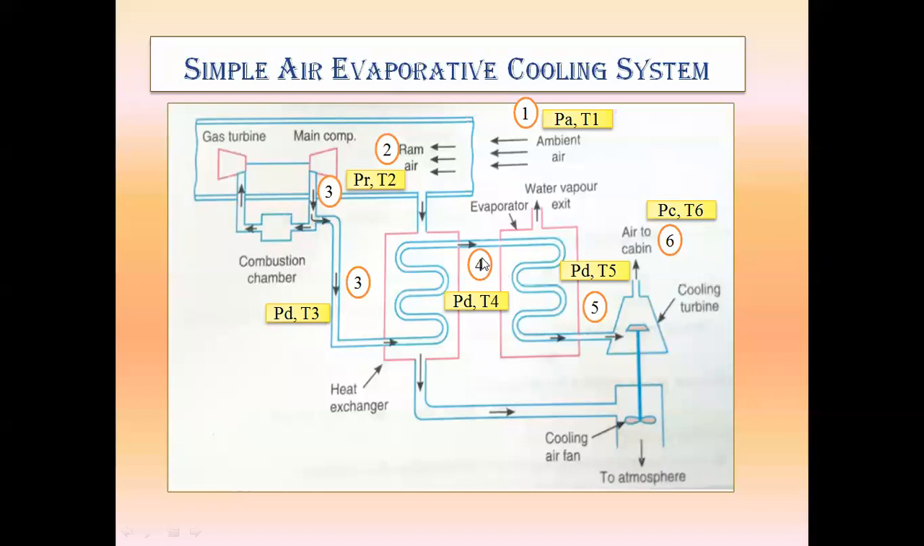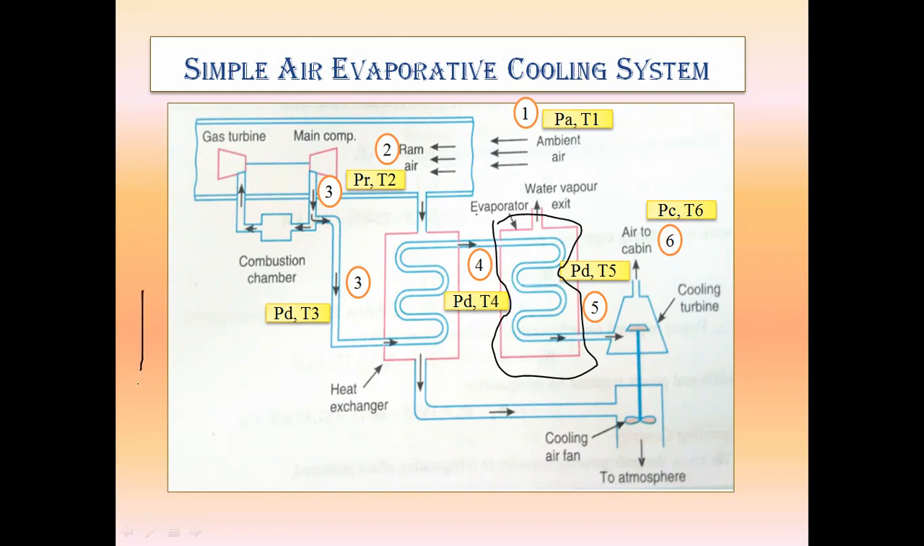So up to point number 4, whatever TS diagram will be there, that is same. Up to point number 4, the TS diagram will be same because there is only a new process, 4 to 5, which is the only additional process. Rest of all the processes are same. So only the addition of the 4 to 5 process will be there.